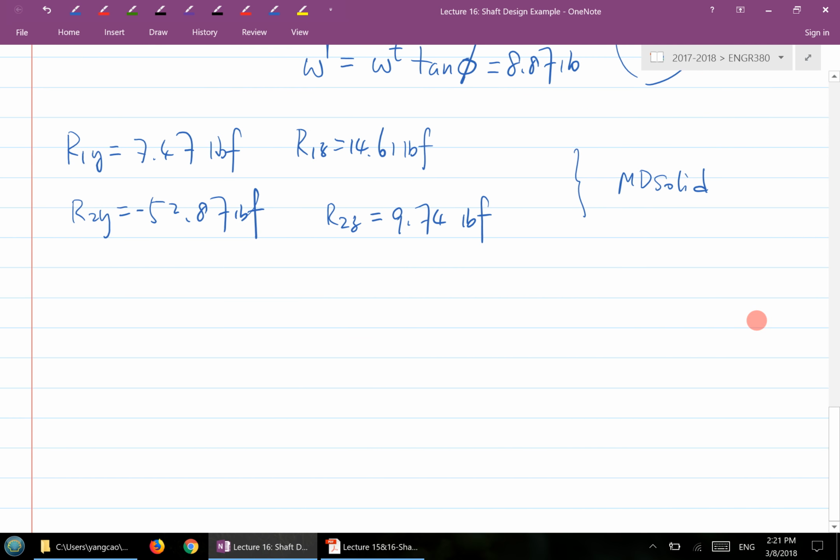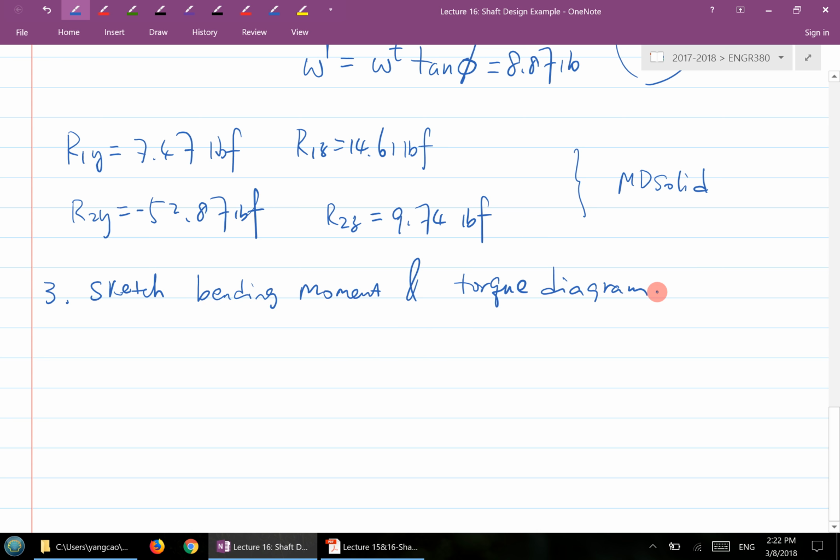Okay, so this is step number 2 now. Step number 3, then you sketch the shear and bending moment, and the torque diagram. So that's this step here. And sketching this diagram, you can also use software to help you do this.